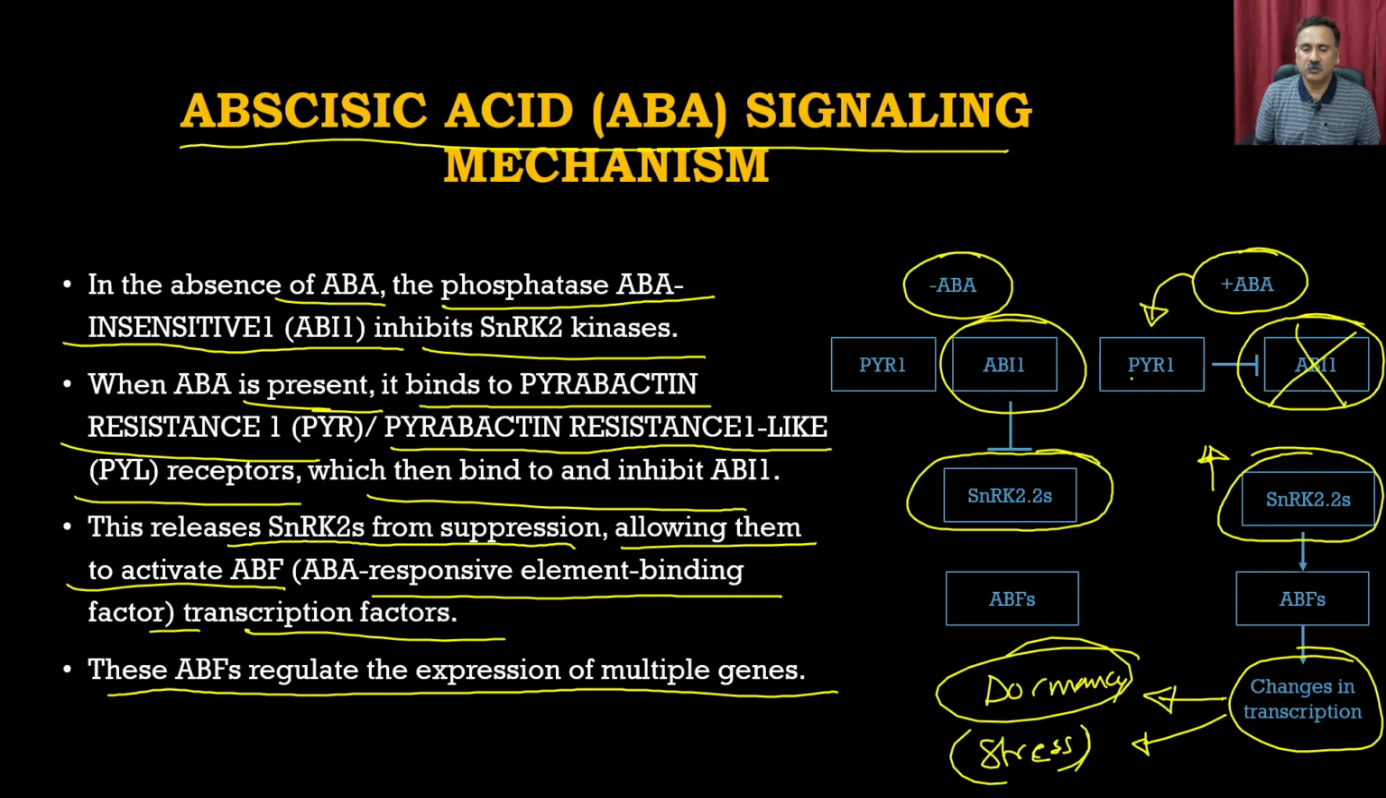So ABA is going to generate a lot of protective signals, so that instead of the plant spending its energy on growth and other kinds of activities, it will go into dormancy, or it is going to withstand the stress by reducing energy production and so on.